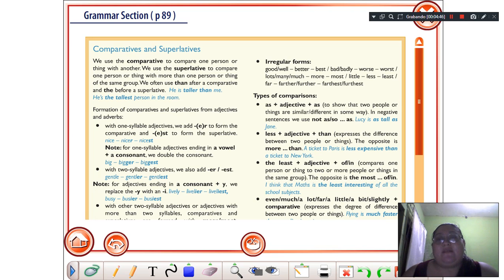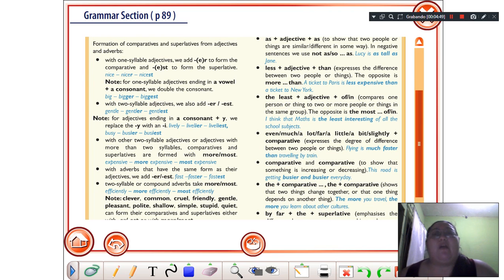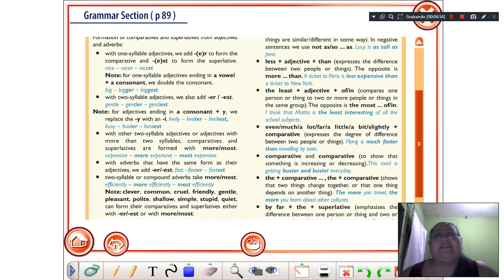También tenemos even, much, a lot, far, a little bit, slightly, and comparatives that express the degree of difference between two people or things. Estos lo vamos a utilizar para diferenciar el grado que tienen uno con otro, okay? And comparatives to show that something is increasing or decreasing. The road is getting busier and busier every day. Podemos repetir el adjetivo, o sea, más y más y más, okay? And this is the part of the comparisons.